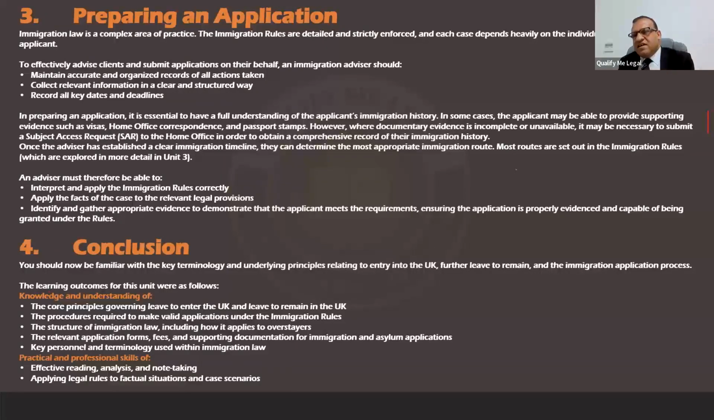They can represent the client on their behalf. Apart from that, there's no other category.